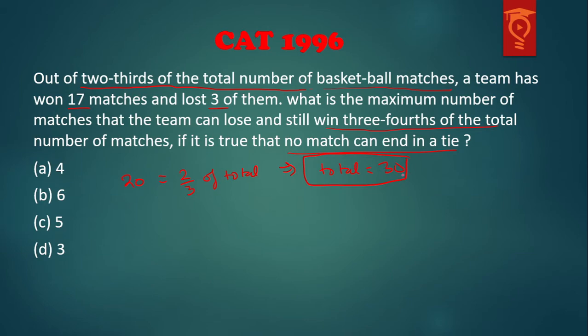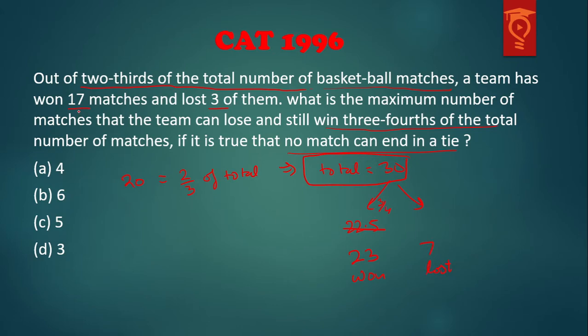Now 3/4 of 30 is not an integer. So 3 by 4 of 30 would literally be 22.5, but you cannot win 22.5 matches. So I would rather win 23 matches. I cannot have it less than 3/4 and make it 22. So I would rather make it 23. So 23 to be won and 7 could be lost.